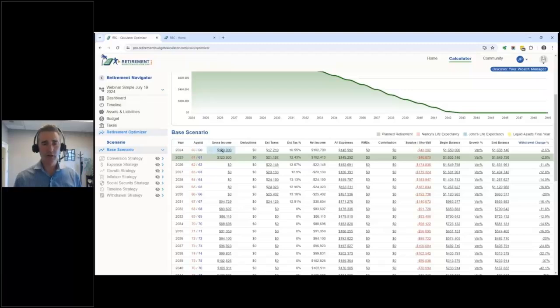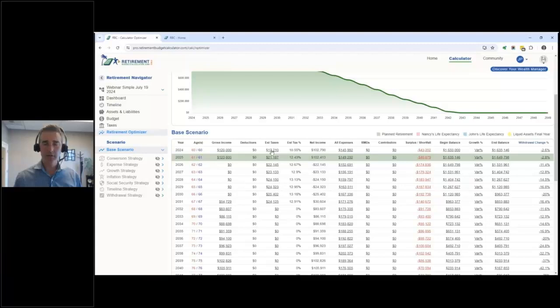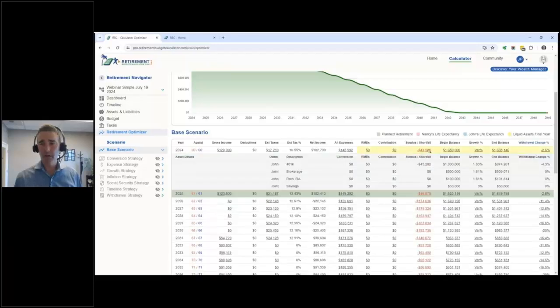They have $120,000 of income. If we click on the income, we can see what that consists of. So it's wages, the estimated federal income taxes, their net income after taxes, and then all of their expenses are $145,000, but their net income is only $102,000. That means they have a shortfall. They have a deficit. They don't have enough income coming in to cover their expenses. Whenever there's a shortfall, we have to take a portfolio withdrawal. And so in this case, we're taking $43,000 out of this 401k as what we had designated was going to be our withdrawal order.